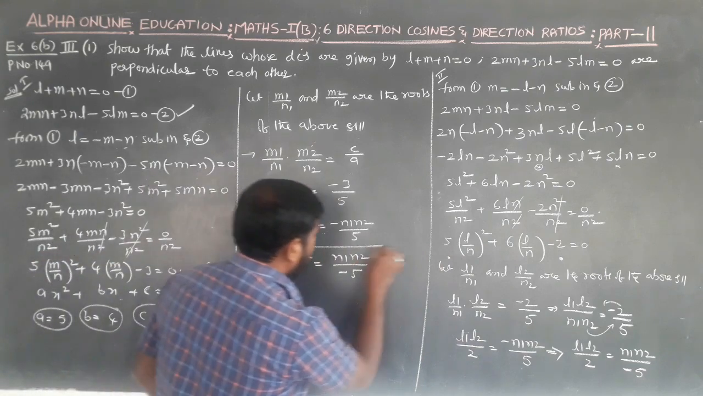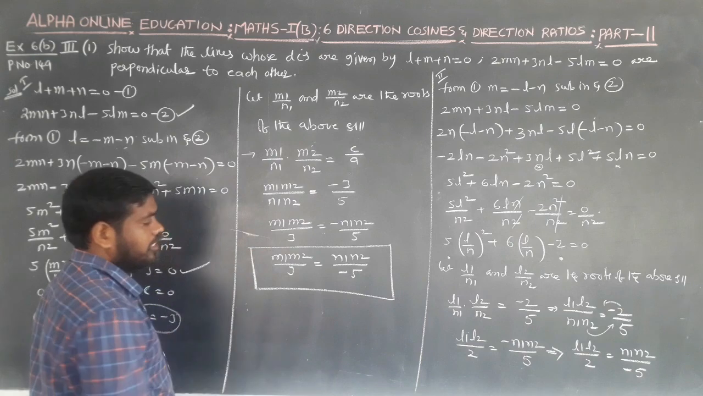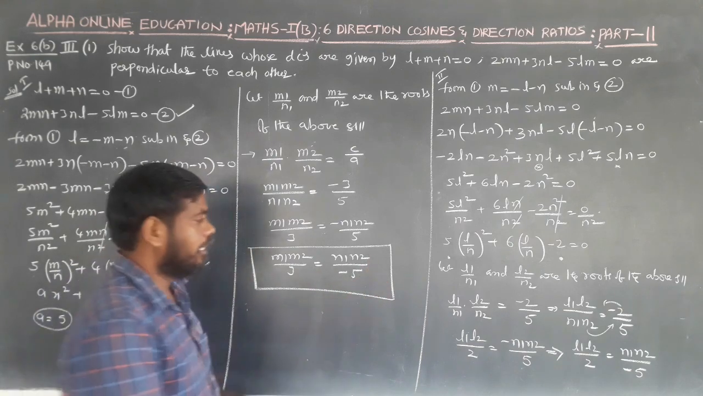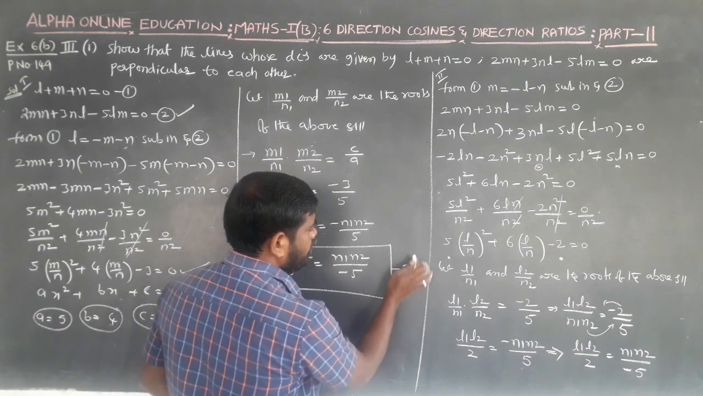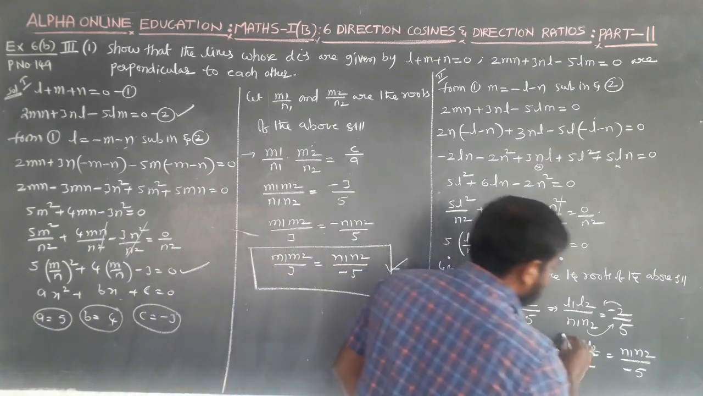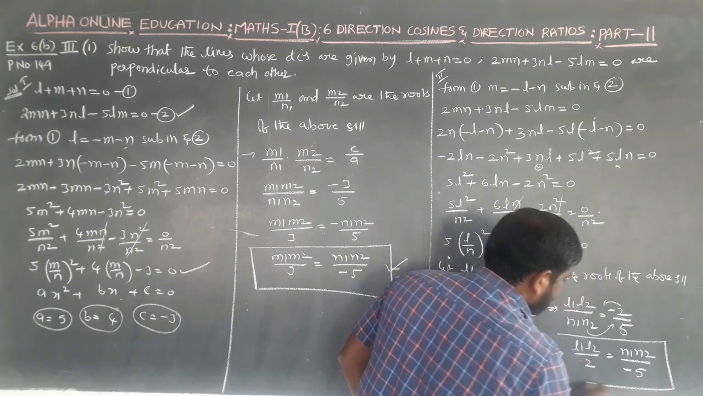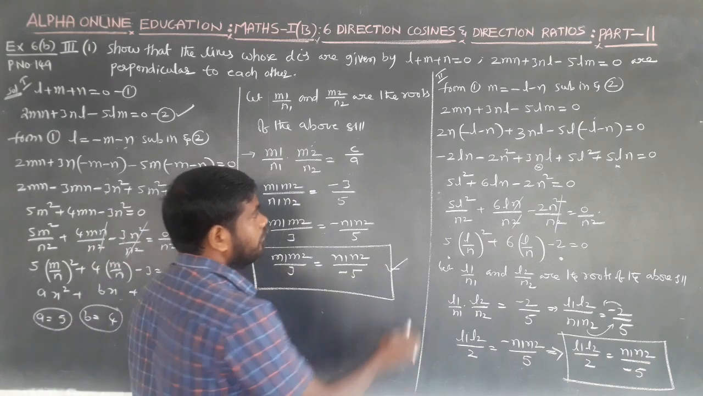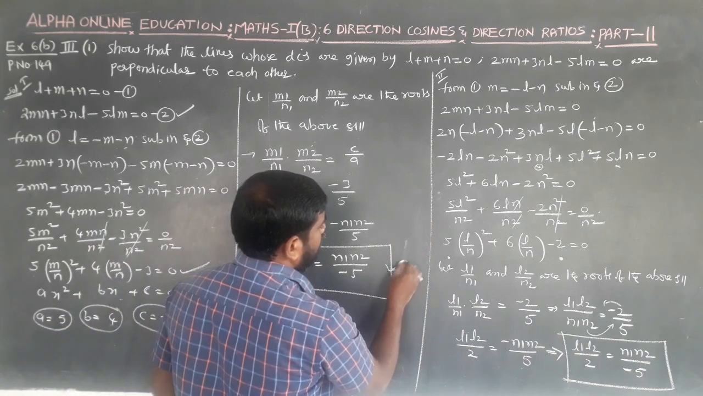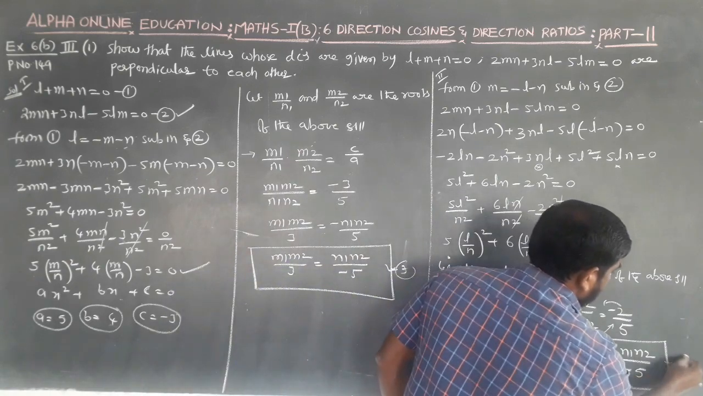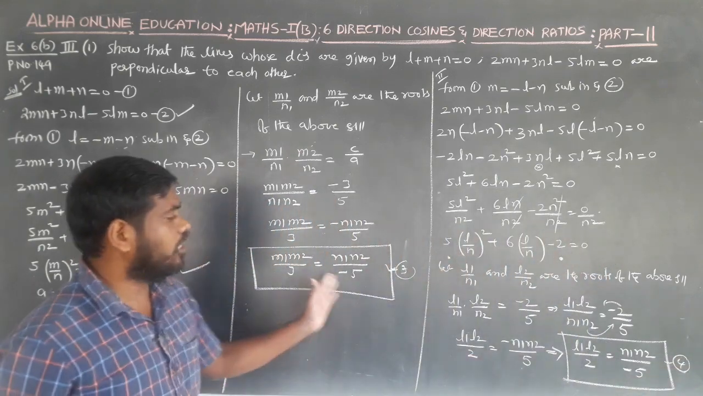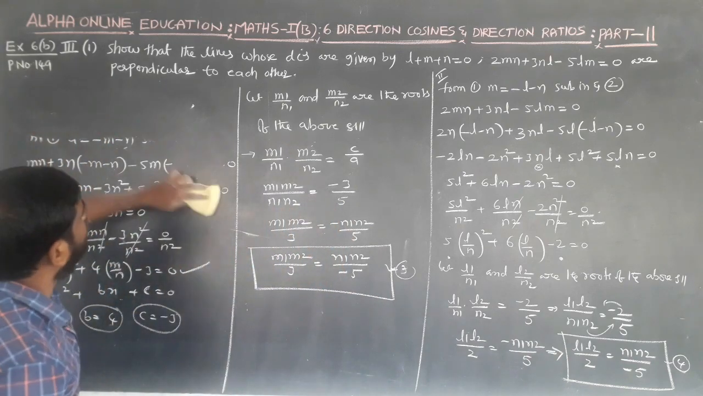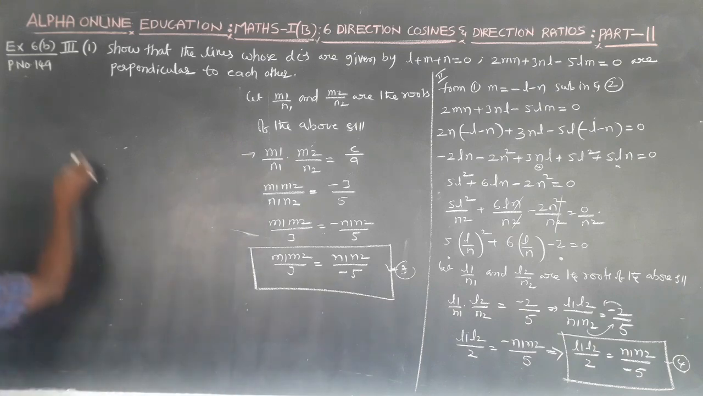Here, in the first case, observe m1 m2 by 3 is equal to n1 n2 by minus 5. The second one is l1 l2 by 2 is equal to n1 n2 by minus 5. This is condition number 3. This is condition number 4. From 3 and 4.